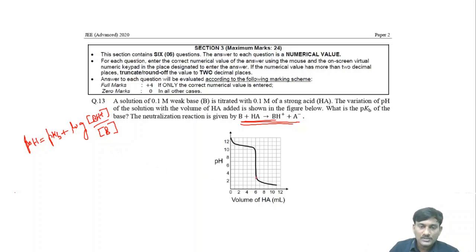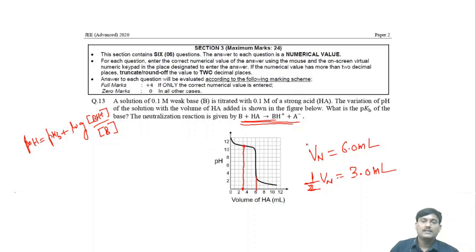From this curve, what is the neutralization point? This is the V neutralization. Okay, V neutralization is equal to 6.0 ml. Then what is half of the V neutralization? The volume is 3.0 ml. Okay, this is the half neutralization. At half neutralization, what is the pH value? The pH is exactly 11.